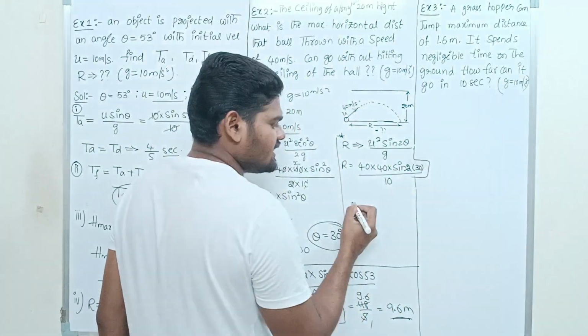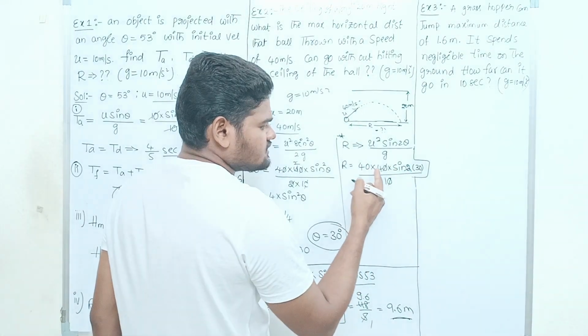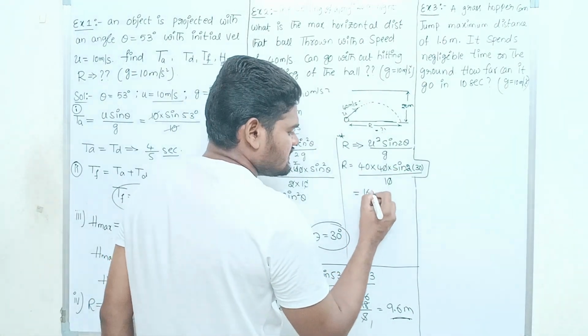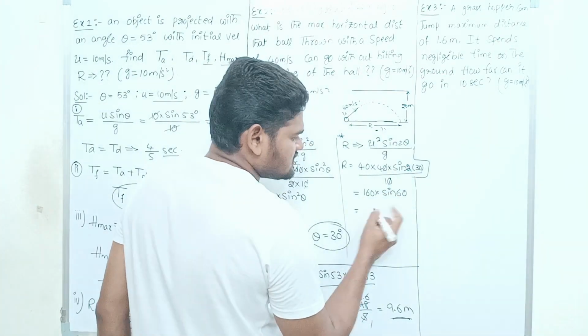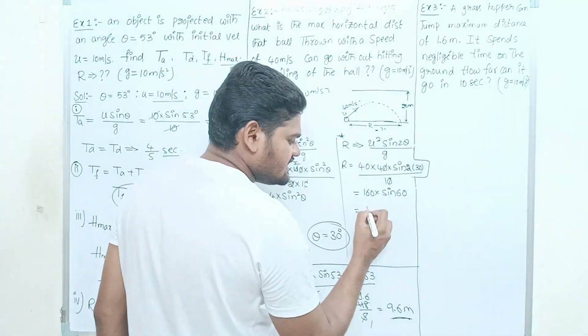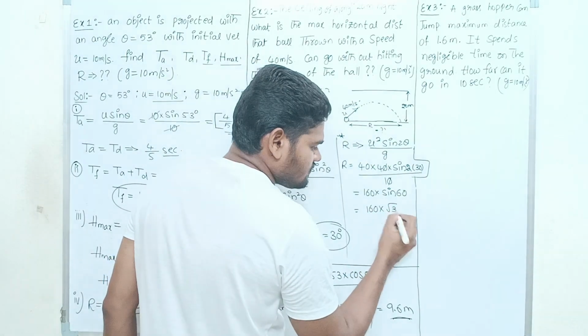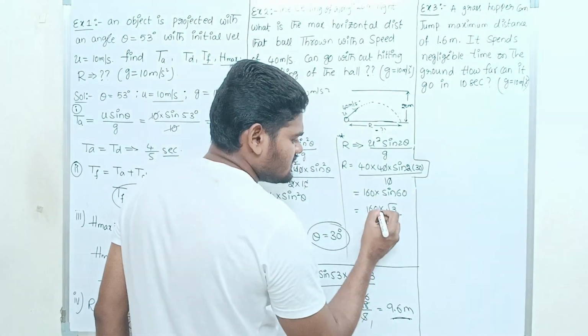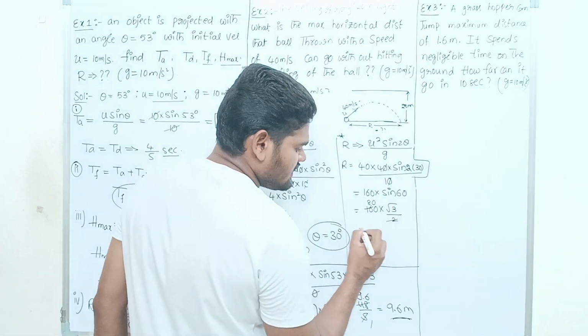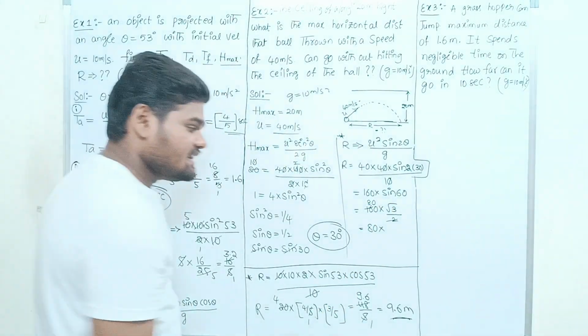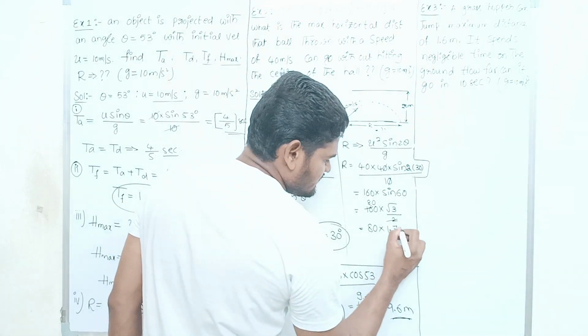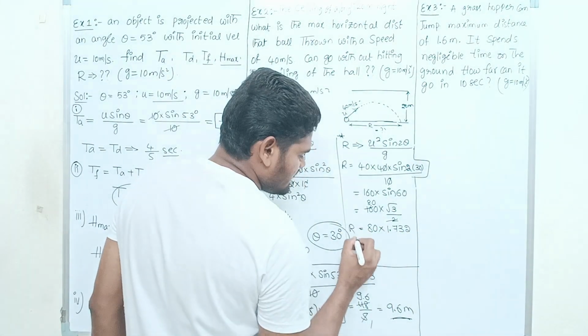What is the value of g? 10. So the zeros cancel. 4 4s are 16, so 160 into sine 2 into 30, sine 60. What is the value of sine 60? Root 3 by 2. So 2 ones are 80. So 80 into the value of root 3, which is 1.732. So this is the range.